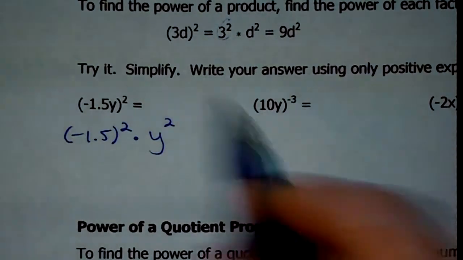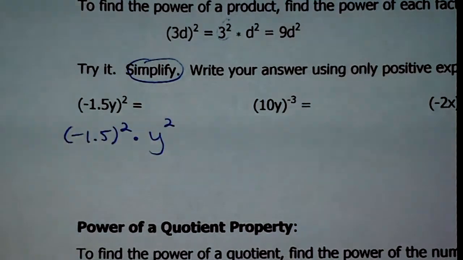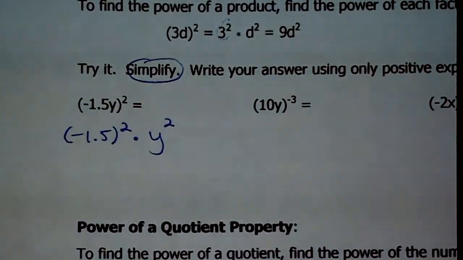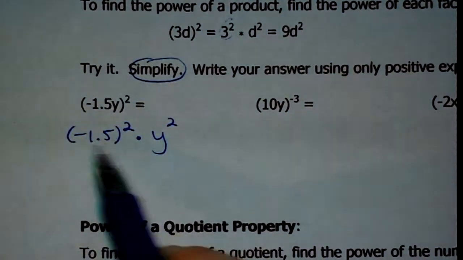And honestly, this does say simplify. That's the difference of it. So I knew something was different about this. This says simplify and write your answer using only positive exponents. So here's the deal. When you see that in the directions, you can simplify this further.